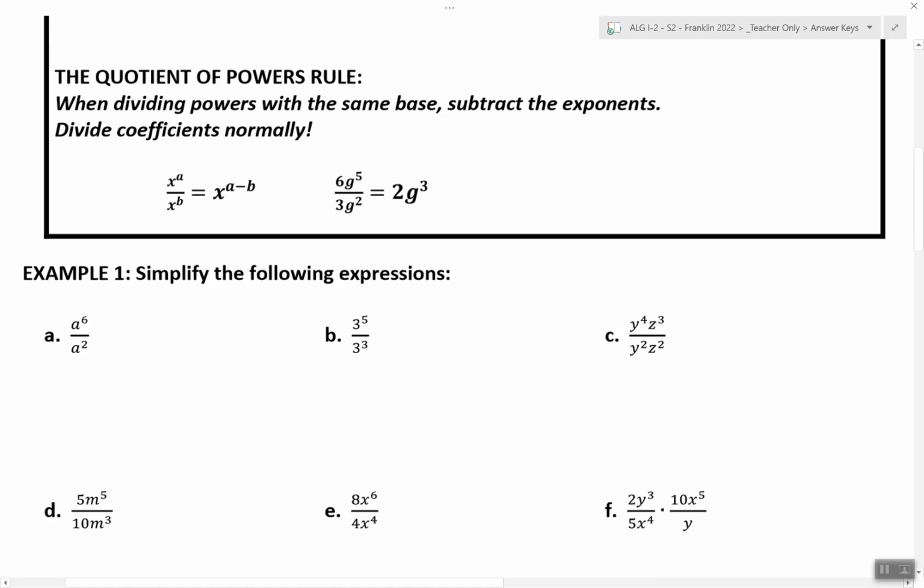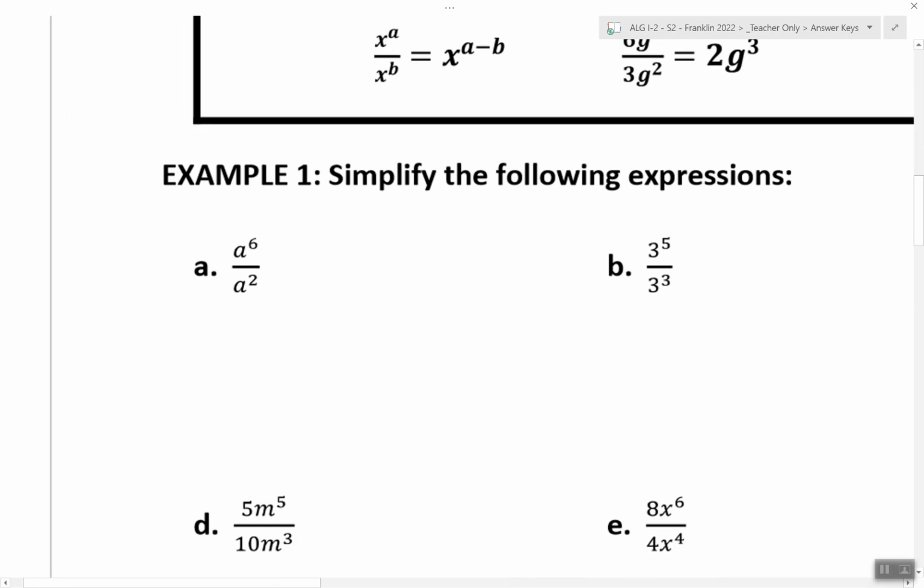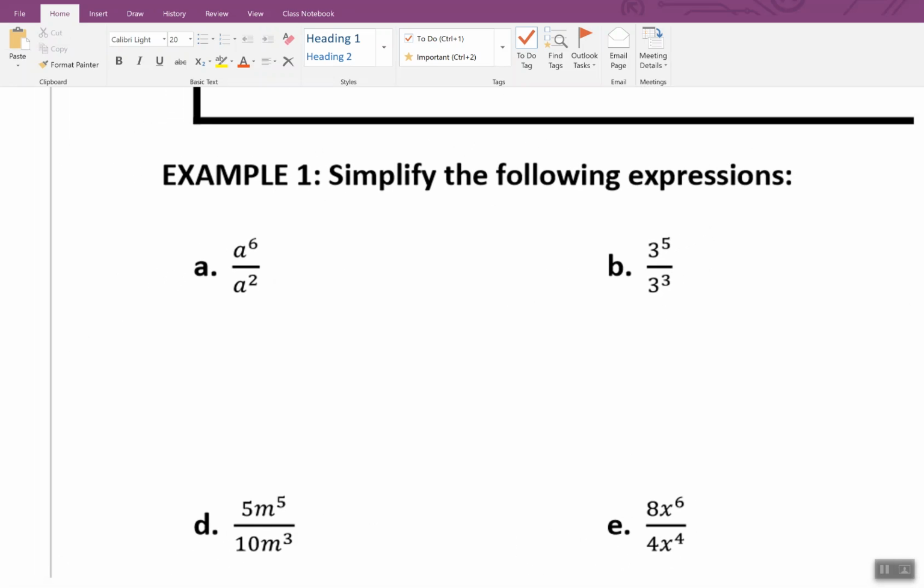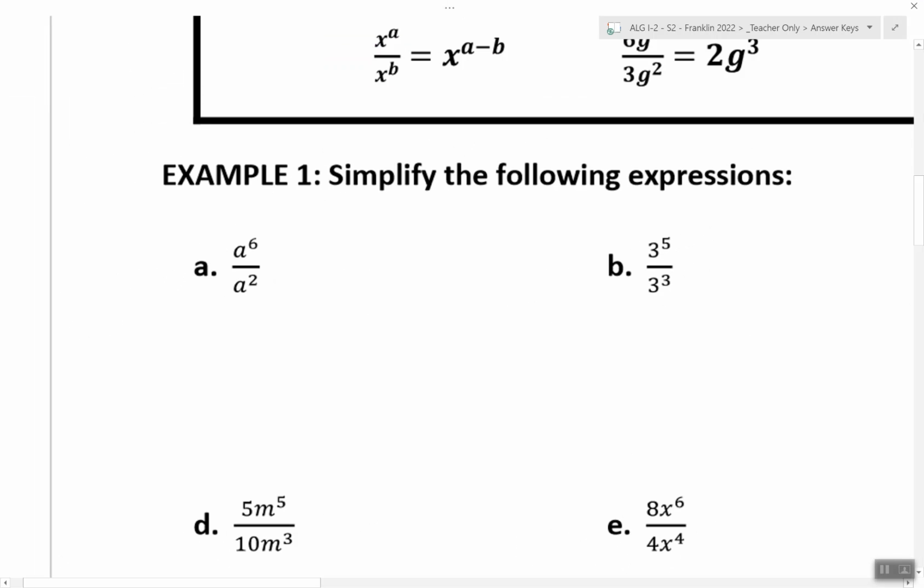Let's try it. So on example 1 here, we have some division problems. The first one is a to the 6th over a to the 2nd. Keep the base the same and subtract. 6 minus 2 is 4, so this is a to the 4th. What's really happening is a to the 6th means we have 6 a's on top there, and a squared means we have 2. And so you can think of this as just them canceling each other out. A over a is 1, a over a is 1, there are 4 a's left, so a to the 4th.